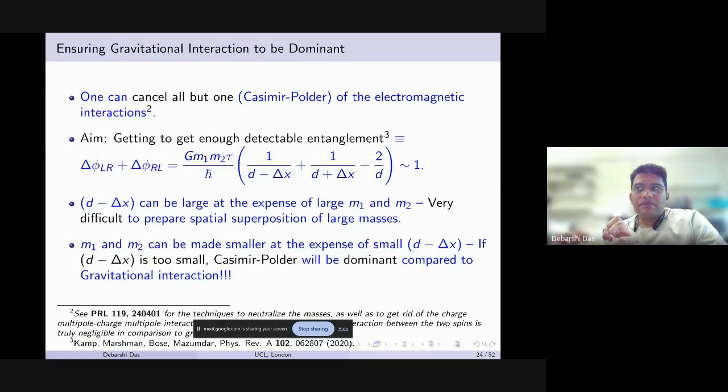This Casimir interaction actually becomes effective when the distance between the two masses is very small, because it is a short-range interaction. So one way is to make the distance between the two masses very large, but since gravity is a very weak interaction, if you place the masses a long distance apart, then the gravitational interaction will be very weak. So you have to keep the two masses close enough to each other. But if the distance between the two masses is very small, then this Casimir interaction will be dominant. So there should be some minimum distance above which gravity will be dominant compared to this Casimir interaction.